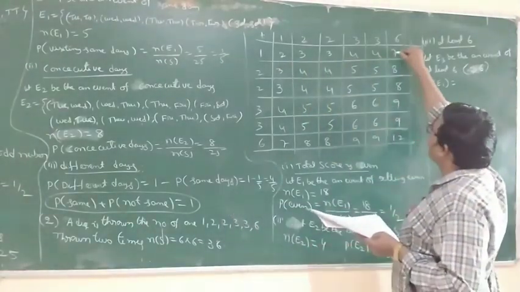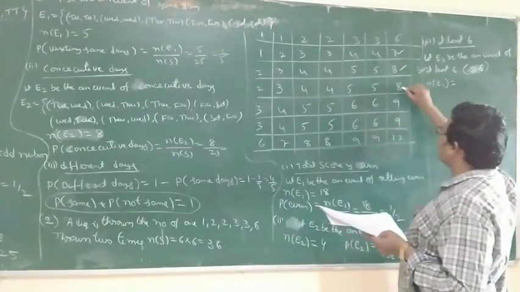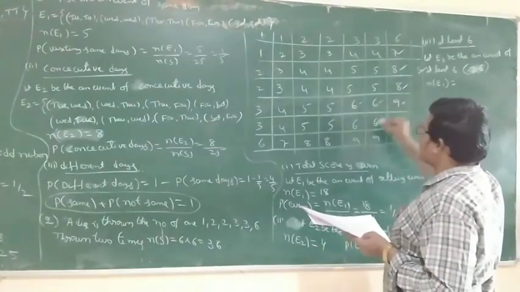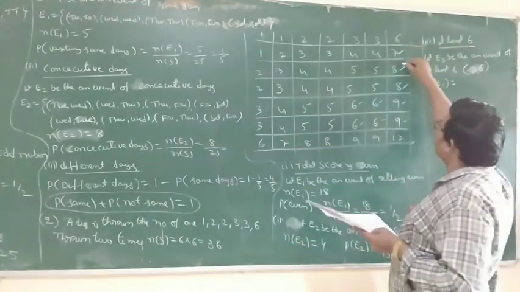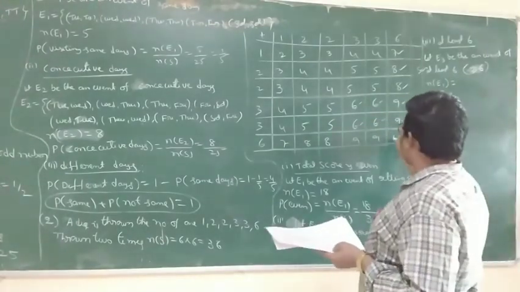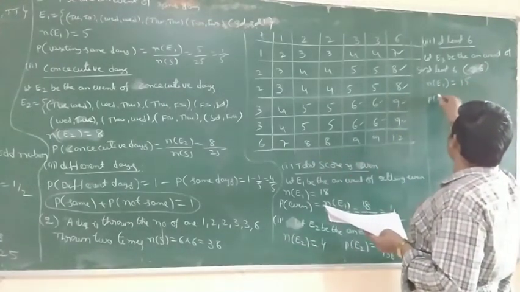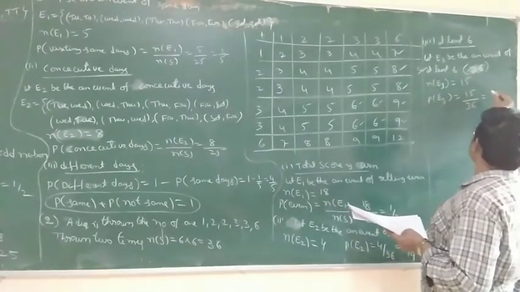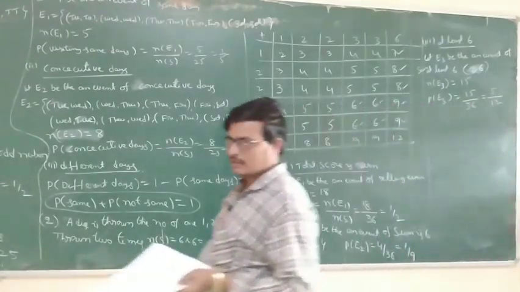In the first row 7, in the second row 8, in the third row 8, in this one 6, 6, 9, next 6, 6, 9, next all. So 1, 2, 3, 4, 5, 6, 7, 8, 9, 10, 11, 12, 13, 14, 15. So 15. Probability of E3 is equal to 15 by 36, that is 5 by 12.